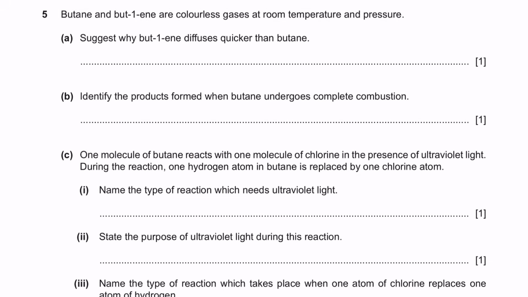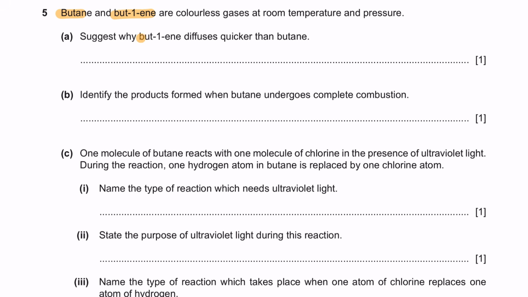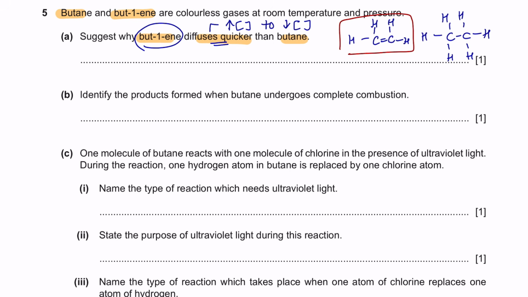Next, question 5. Butane and butene are colorless gases at room temperature and pressure. Question A suggests why butene diffuses quicker than butane. Diffusion is a process of molecules moving from a high concentration region to a low concentration region. If diffusion happens quicker, this means that the molecule has to be lighter. The molecular mass of butene is smaller compared to butane, so this is why it can diffuse quicker.